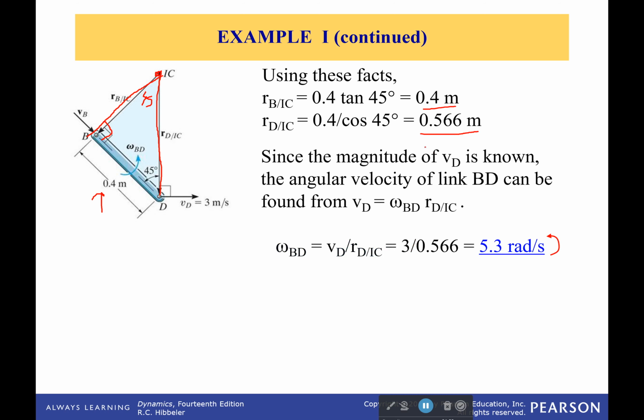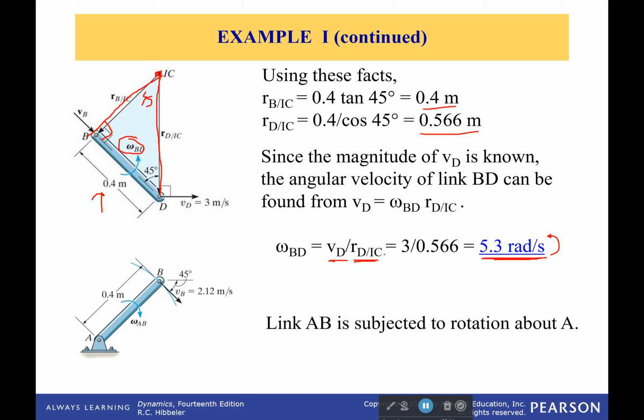So with this, we can find what the angular velocity is of this section BD. And it's going to be 5.3 radians per second. We simply take one of the velocities, and we divide it by the distance from where that velocity is acting to the instantaneous center.